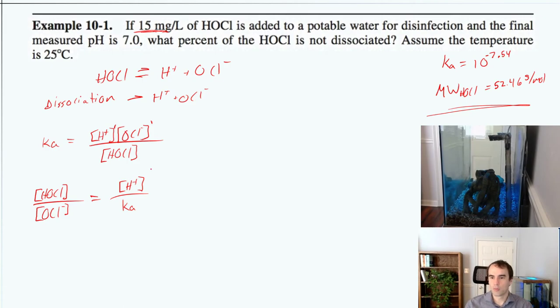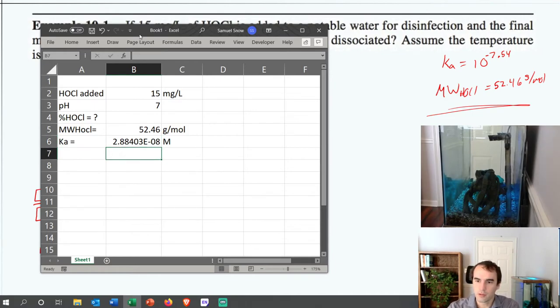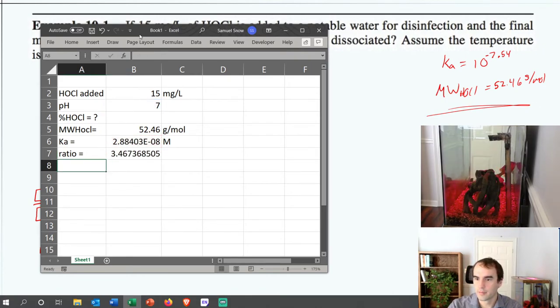And we have that equivalent to the acid divided by the Ka. So we can say this ratio is 10 to the negative 7, because that's pH 7, divided by 10 to the negative 7.54. And if we do this in Excel, that'll give us the ratio, I guess, of the portion of HOCl that has not dissociated. So that's 10 to the negative 7 divided by our Ka. That'll give us a ratio of 3.47.